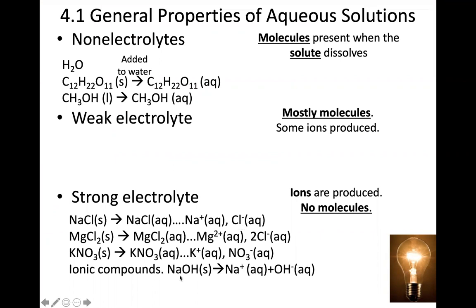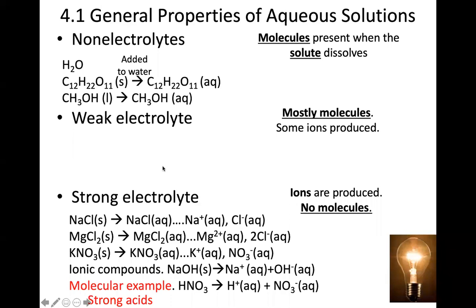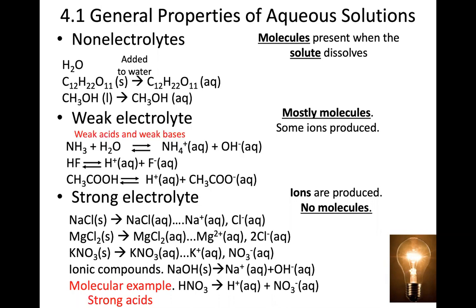Let's add to that now. We have an example of how we have our strong bases being ionic compounds that produce the hydroxide. We also have examples of strong electrolytes that are now molecular ones. Those are strong acids. Nitric acid, HCl, HBr, HI, those are all examples that, even though they're molecular, they dissociate and they're treated as strong electrolytes.